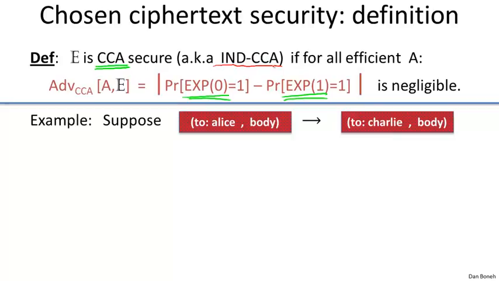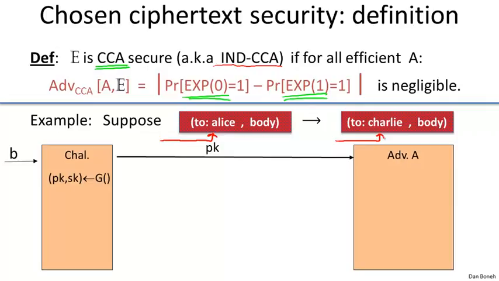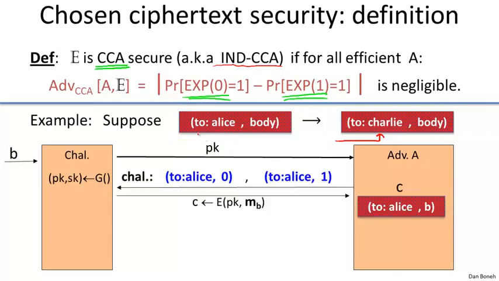So let's see how this captures the email example we saw before. Suppose the encryption system being used is such that just given the encryption of a message, the attacker can change the intended recipient from /Alice, say, to /Charlie. Then here's how he would win the CCA game. In the first step, he's given the public key, of course. Then the attacker would issue two equal length messages. In the first message, the body is 0. In the second message, the body is 1. But both messages are intended for Alice.